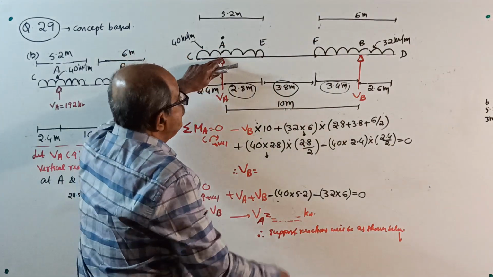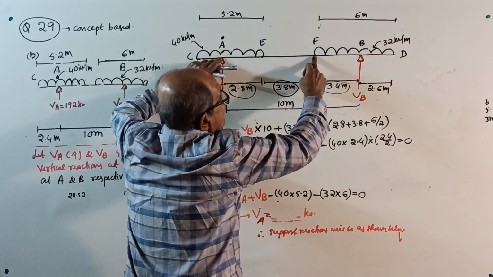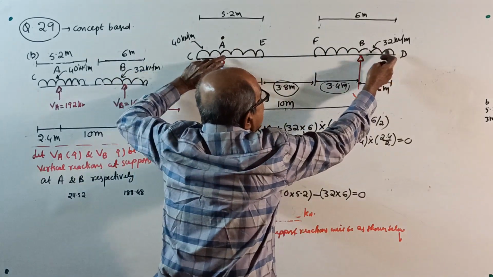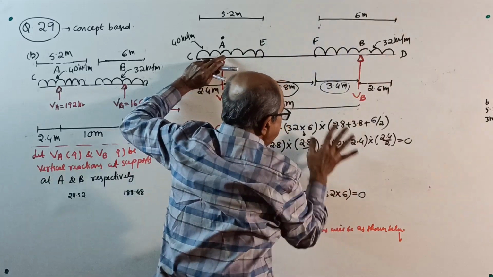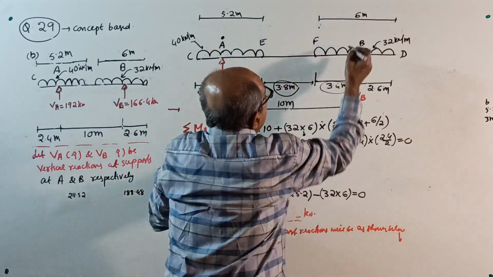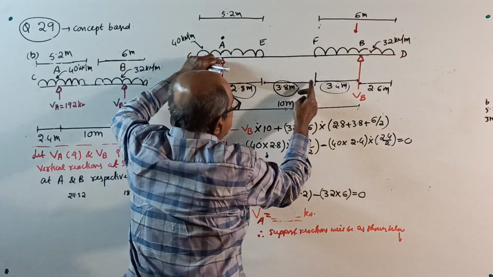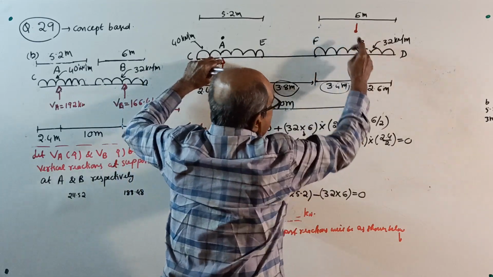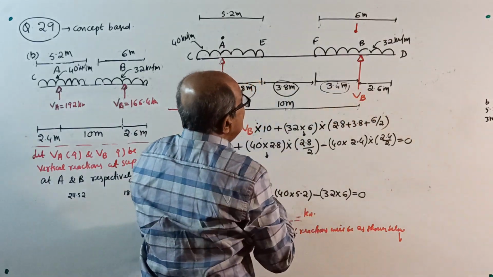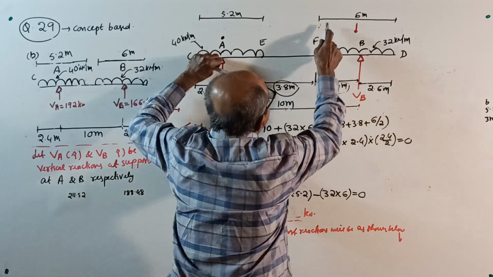Take moment about A. Minus VB into 10. Plus, right here, when your moment point is A, that side UDL, no problem. 32 into 6 is the total load. Don't look at these distances. It passes through the center, into 2.8 plus 3.8 plus half of 6. These are not required. So don't look at these distances. Why? This will come when you take moment about B. 2.8 plus 3.8 plus half of 6.